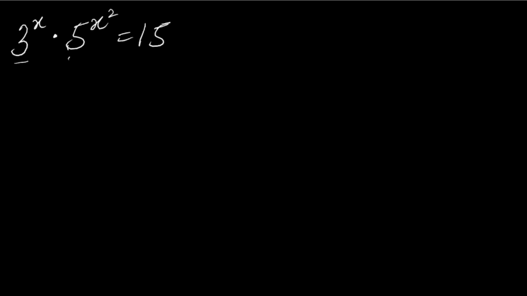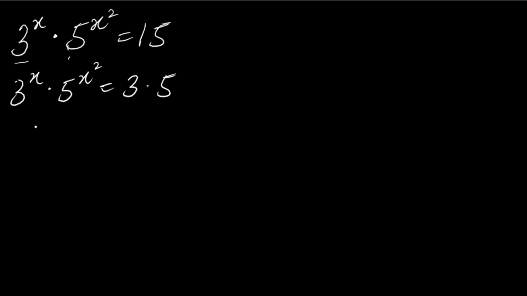Now looking at this, it is 3 and 5. Of course, we can say this should be 3 raised to the power of x, multiplied by 5 raised to the power of x squared. This 15 can be changed to be 3 multiplied by 5. Okay, now it makes a lot of sense.